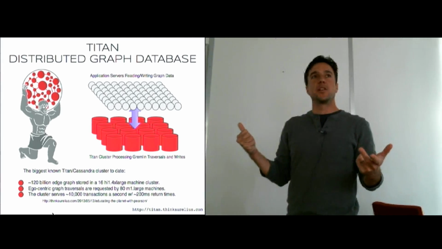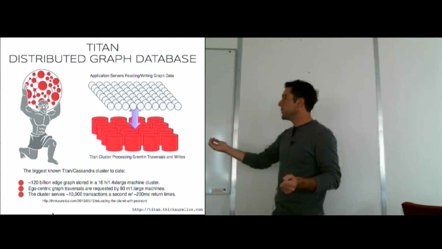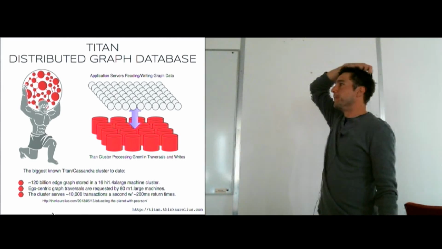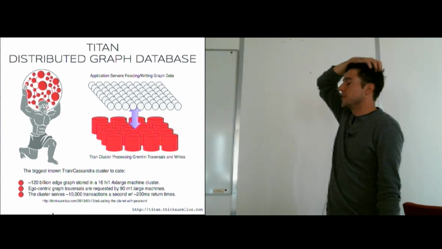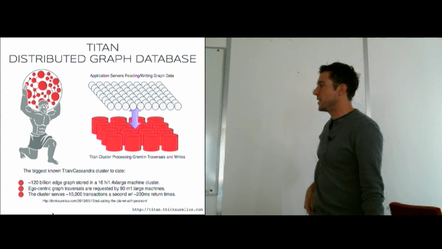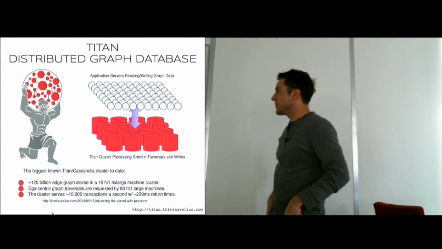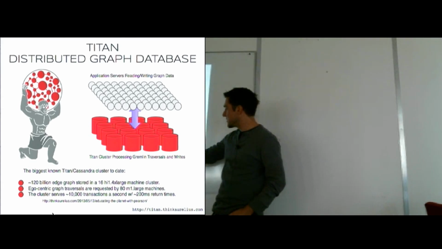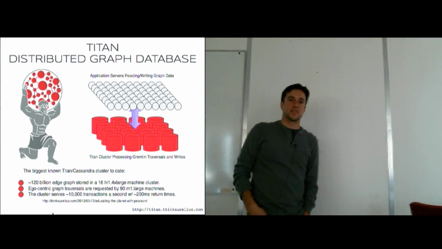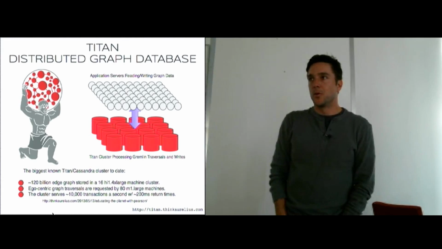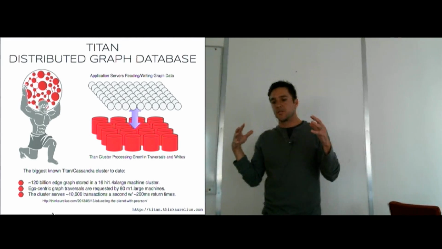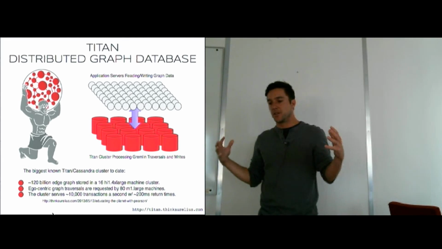So we had a simulation of this graph. And this graph ultimately represented 6 billion vertices and 121 billion edges. And we were able to serve 10,000 transactions a second with return times at 200 milliseconds. So we wanted to make sure that this machine architecture could handle that load.